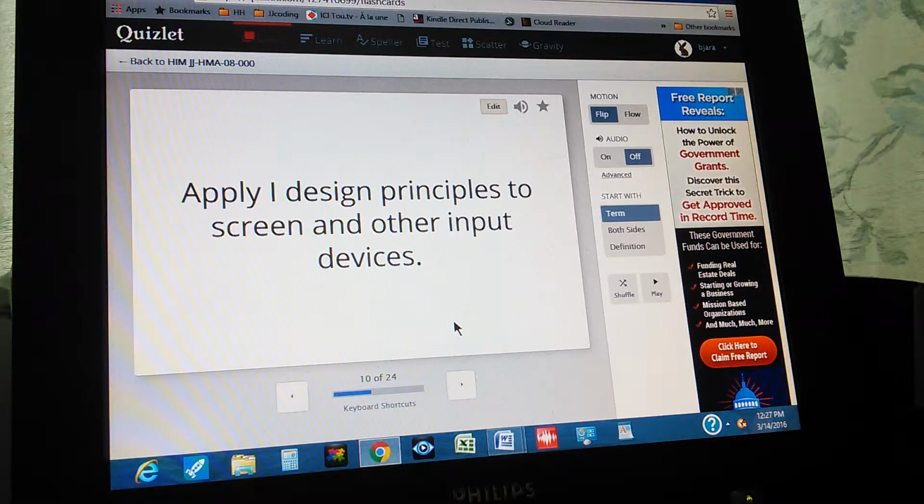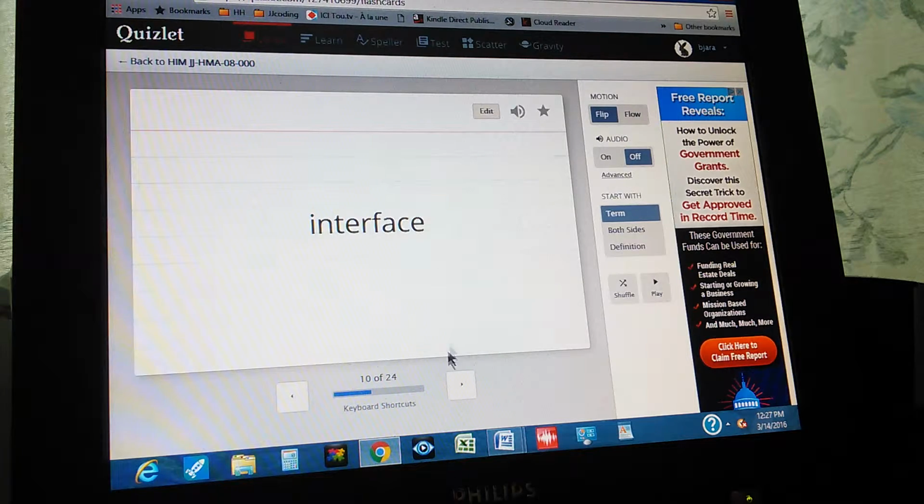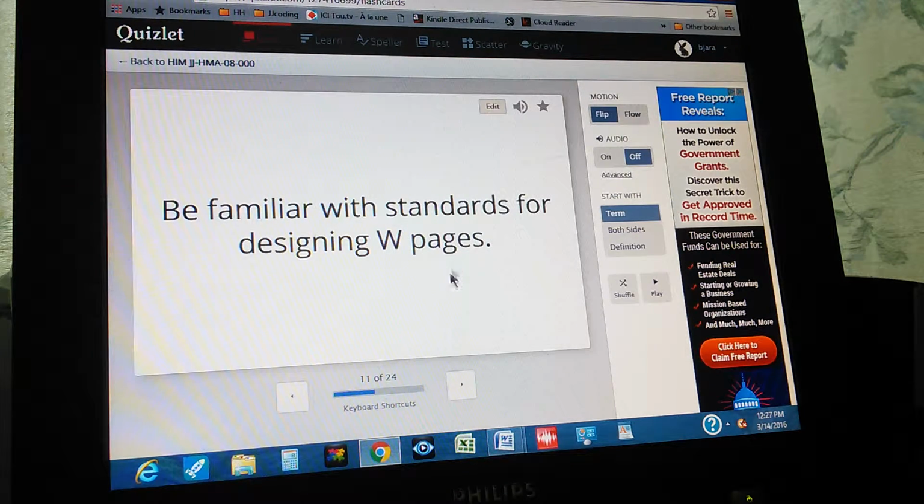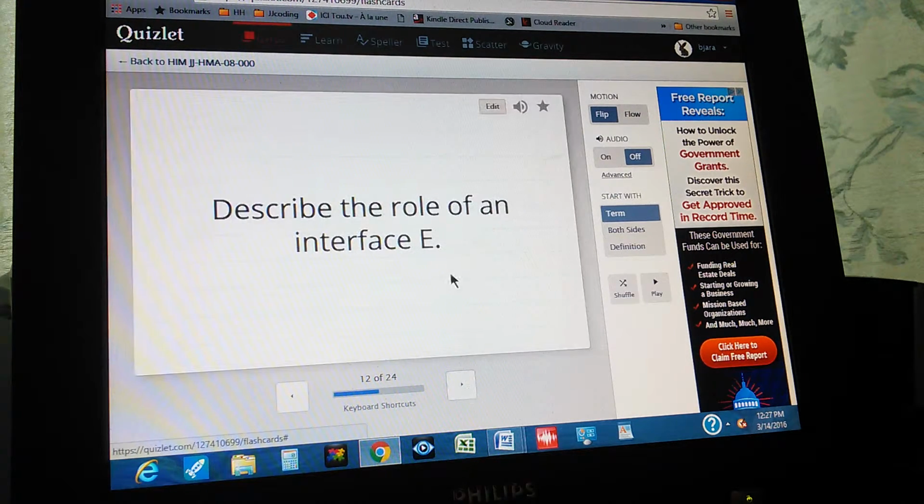Okay. All right. I'm going to read the question and Stephan is going to give you the answer. Apply I design principles to screen and other input devices. What's I? Interface. Interface. Cool. Be familiar with the standards for designing W pages. What's W? Web. Web pages, right? Okay, keep going.